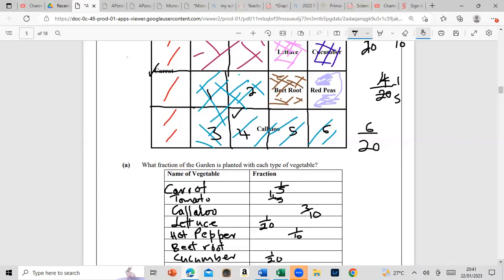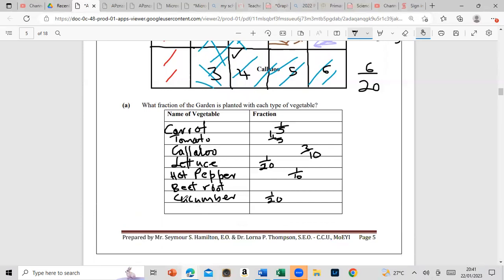And for the final one, which everybody loves on a Sunday, red peas. And that is also 1 over 20. Alright, so guys, know your fractions, because it's coming on the exam.